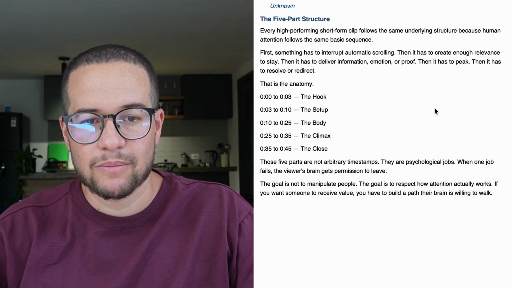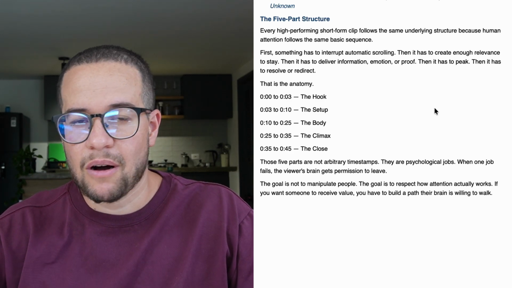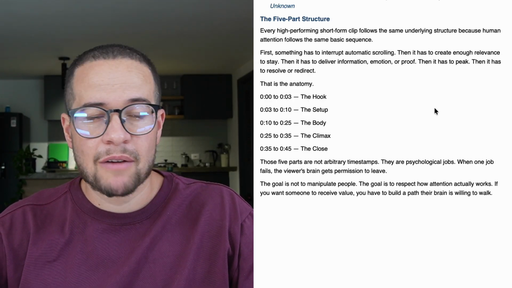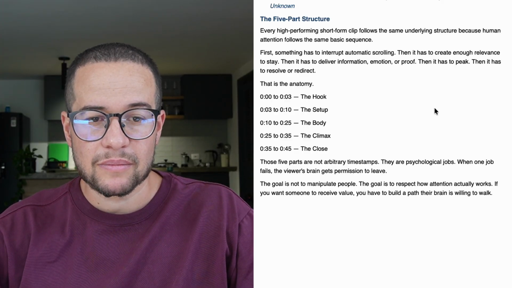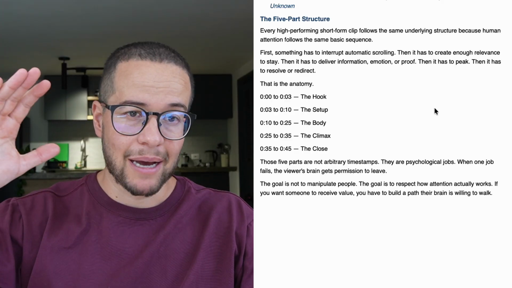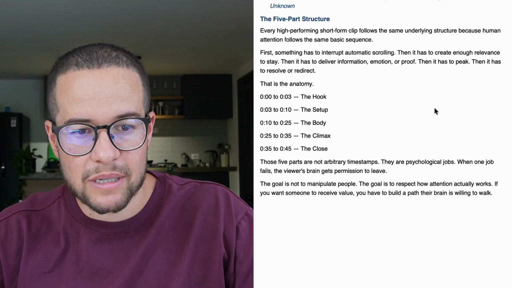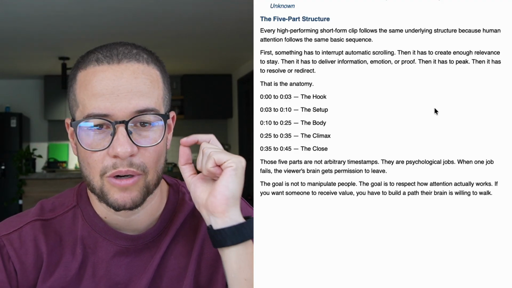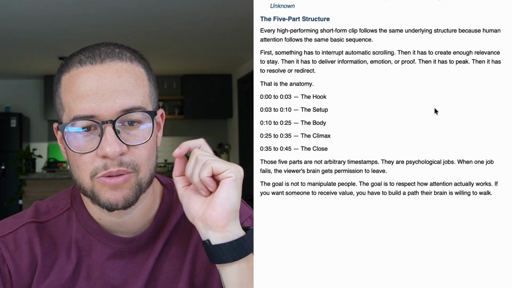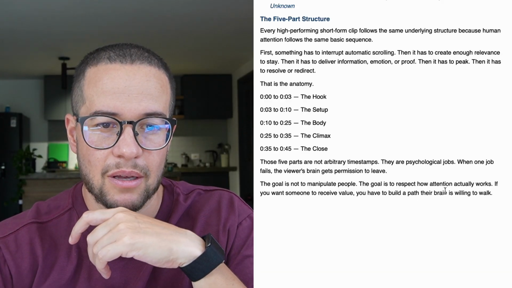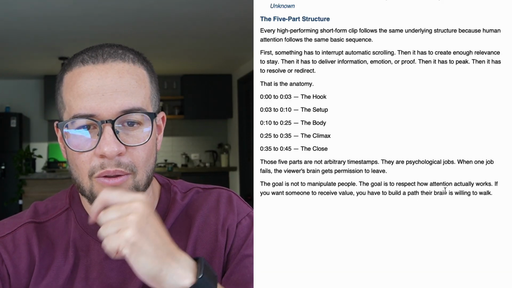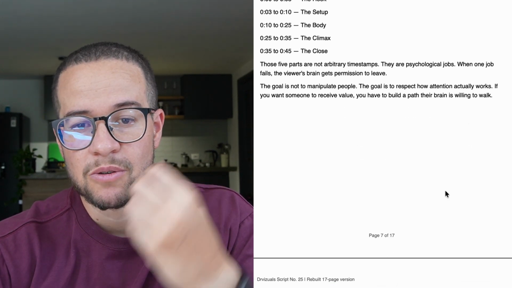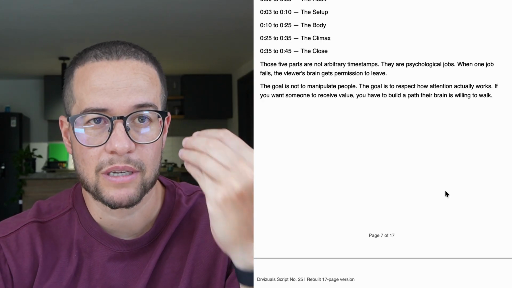That is the anatomy. So the first 3 seconds, obviously we know, is the hook. The next 7 seconds is the setup, and then we go with the body, the climax, and then the close or the CTA. Those 5 parts are not arbitrary timestamps. They are psychological jobs. When one job fails, the viewer's brain gets permission to leave. The goal is not to manipulate people. The goal is to respect how attention actually works. If you want someone to receive value, you build a path their brain is willing to walk on.